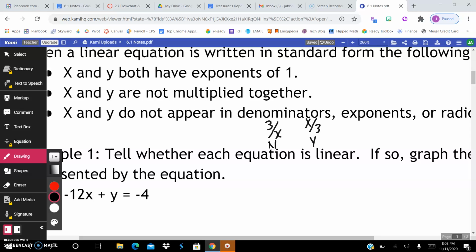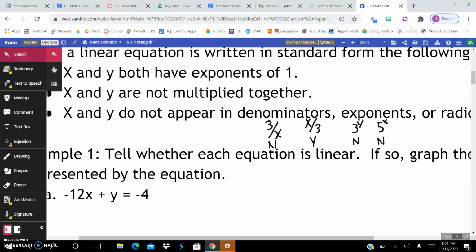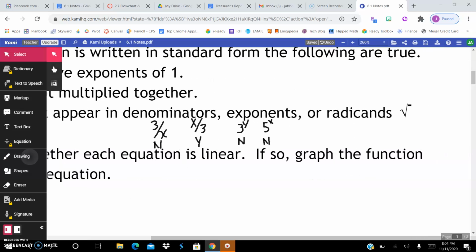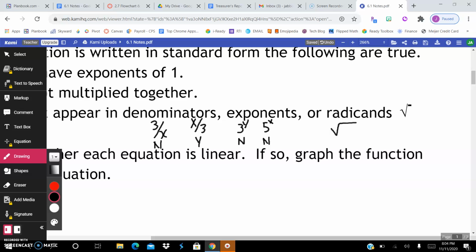X cannot be our exponent, or y can't be our exponent, so we can't have 3 to the y, or 5 to the x. Those can't be exponents, so those are no's. And it cannot be under a radicand. So in other words, we can't take the square root of x or y, or maybe 3y. Those variables cannot be under those radicals.